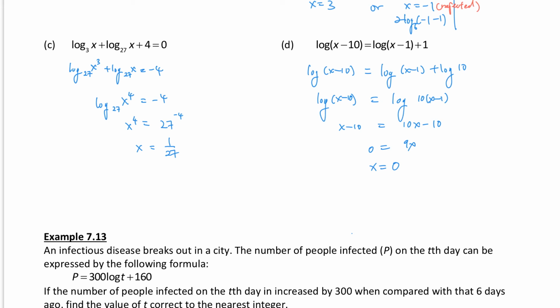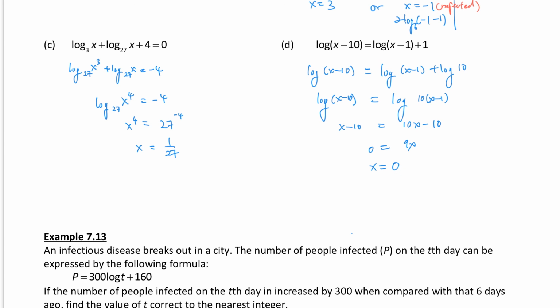Part D. This question you may have several methods. For example, maybe you can move this term to the left hand side by subtraction and then use the property of subtraction. That means we can change to log A over B is equal to 1. Then you can also solve it. In another way, you can change this 1 to log 10. Then for these 3 terms related to log, I can apply the property log m plus log n is equal to log m times n. Then log A is equal to log B, we can imply A is equal to B. Solve it. x is equal to 0.